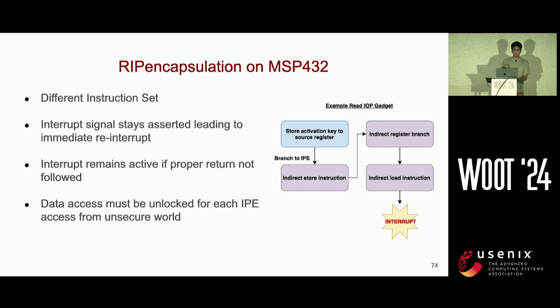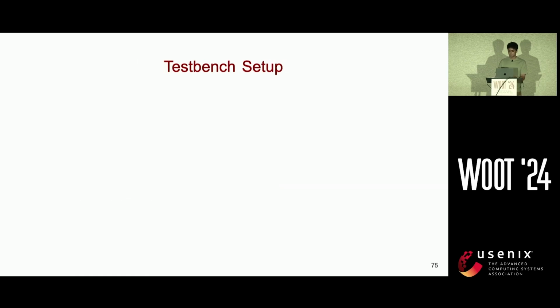Finally, every time the program counter revisits the IP code from the unsecure code, the system controller dictates that the IP data access must be unlocked by writing a publicly known activation key to the special purpose register. So we had to construct a more sophisticated IP gadget as shown on the right. You can find more details about this in the paper.